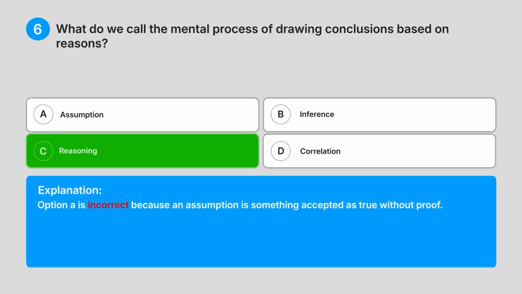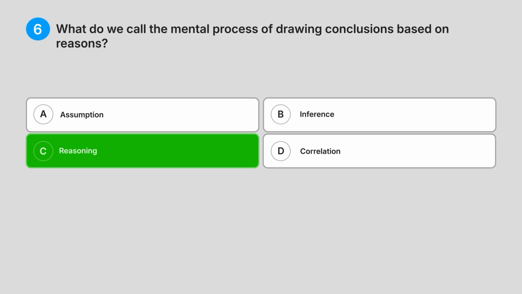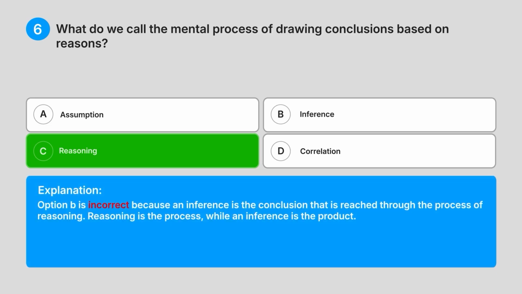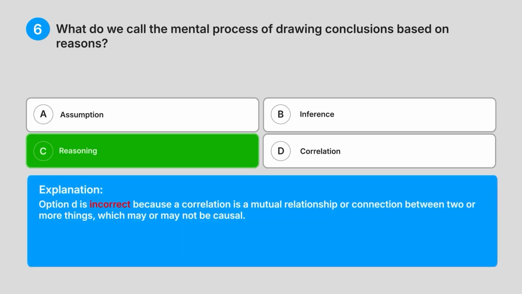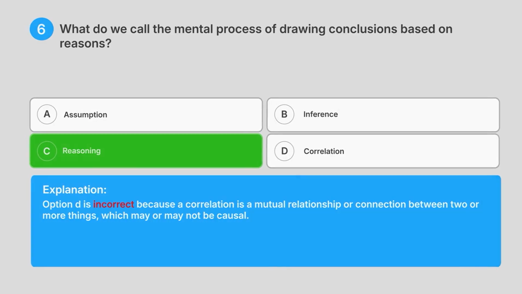Option A is incorrect because an assumption is something accepted as true without proof. Option B is incorrect because an inference is the conclusion that is reached through the process of reasoning. Reasoning is the process, while an inference is the product. Option D is incorrect because a correlation is a mutual relationship or connection between two or more things, which may or may not be causal.